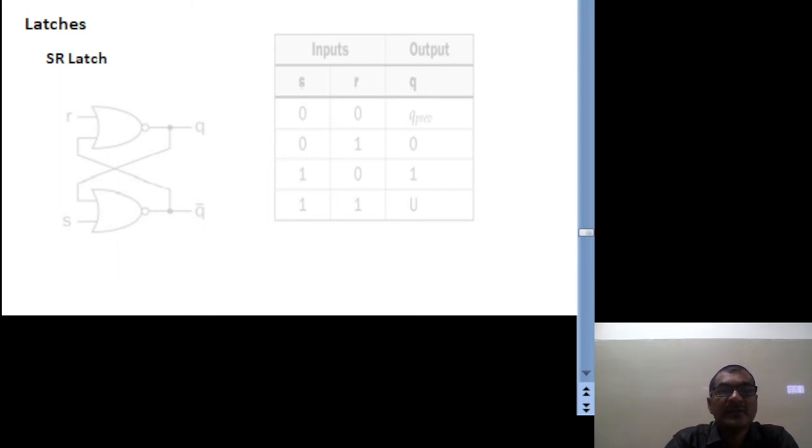Okay, good morning. Today I would like to discuss sequential circuits. As per the sequential circuits, first of all, I would like to discuss the latch. You already studied latches in the DELD subject. So now, coming to latches.